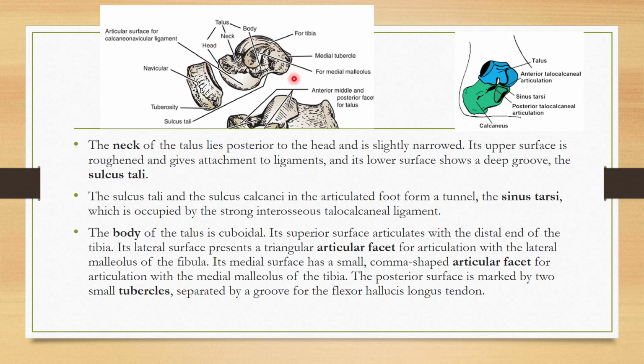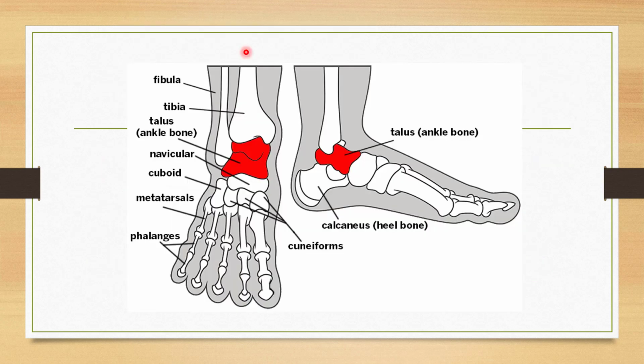Now we will discuss the body of the talus. The body of talus is cuboidal in shape. Its superior surface articulates with the distal end of the tibia, and its lateral surface will articulate with the lateral malleolus of the fibula, and medial surface will articulate with the medial malleolus of the tibia. You should know this thing, that this body of the talus articulates with the medial malleolus of the tibia on the medial side and the lateral malleolus of the fibula on the lateral side.